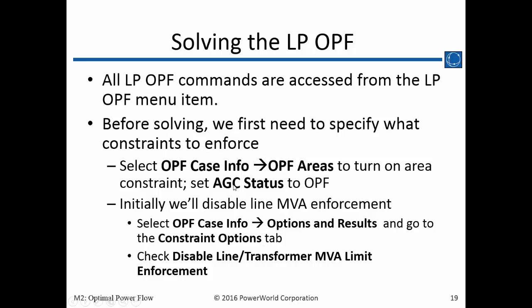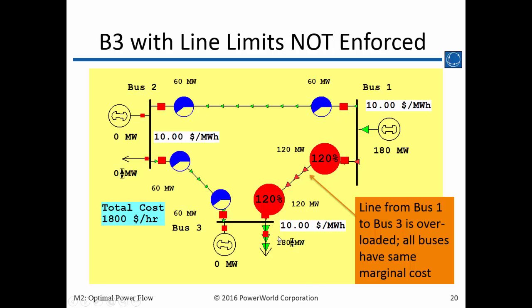So we might also want to check, it was actually saved in the case already, but as we did in the 2-bus case, we might also want to make sure that the area is set to OPF control, which it is in here. And of course, you can do that by looking at the Model Explorer and making sure the AGC field for the area in the case is set to OPF. And we initially disabled the enforcement, and then this is what we saw.